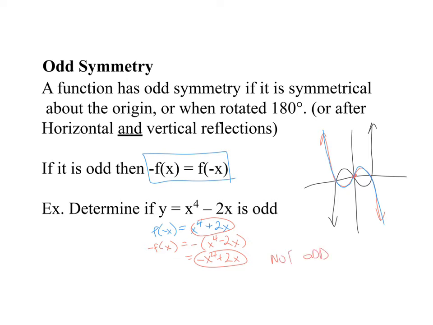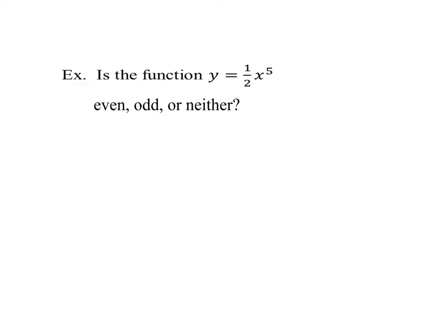If the original and the horizontal reflection match, it's even. If the horizontal and the vertical match, it's odd. If neither of those things happen, then we just say there's no symmetry. So let's go through a few examples and see if we can determine whether they're even, odd, or neither. We'll start with some polynomial equations because they're the easiest.